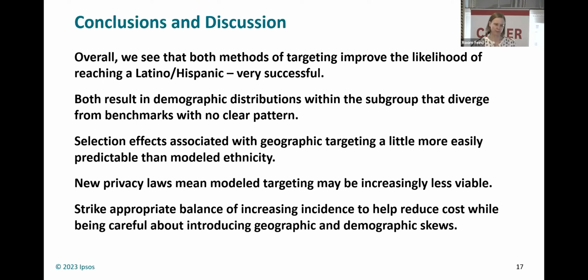So if there is the opportunity to use the geographic targeting, that seems like a wiser approach. There are also some new privacy laws that a couple of states have enacted around consumer protection that might make it harder for us to leverage that auxiliary information. So I think it's just always wise to strike the right balance.